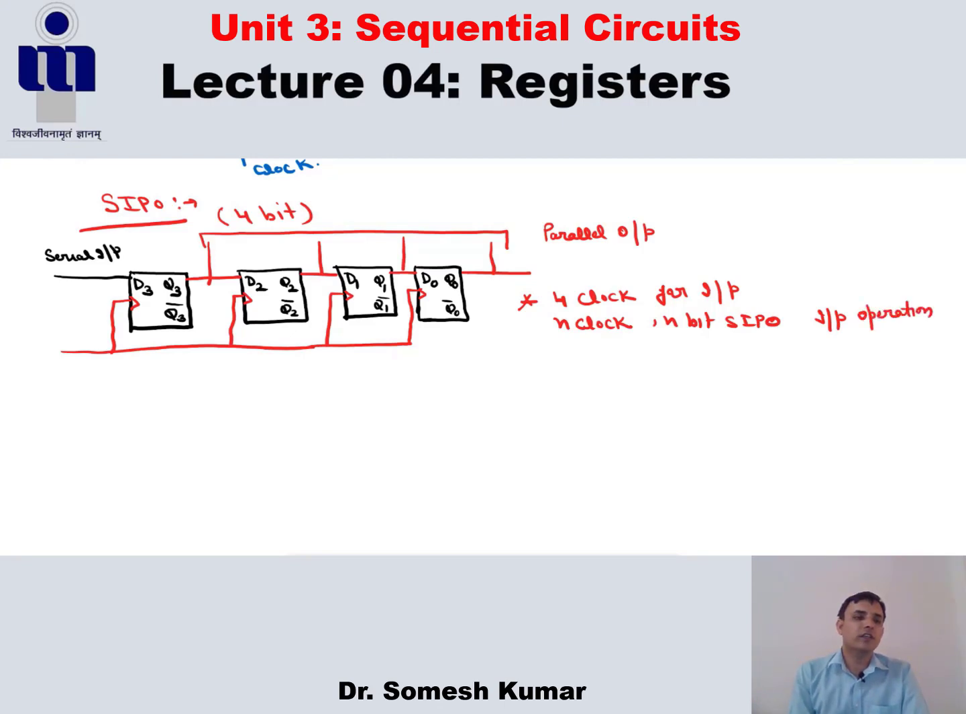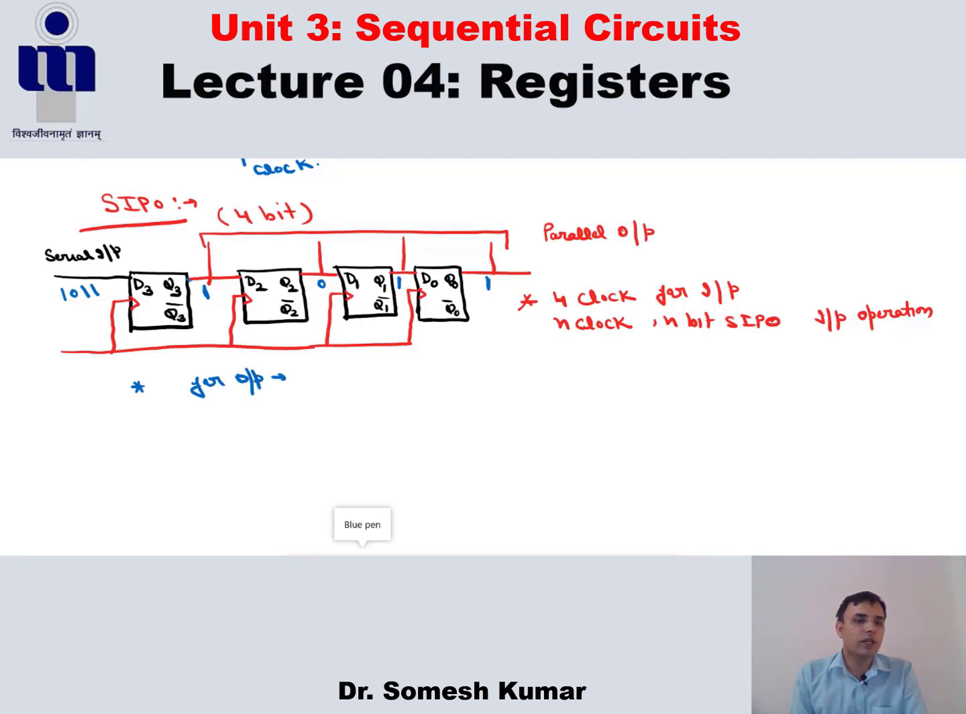Suppose our serial input data is 1011. After 4 clock cycles, what is Q3 here? It becomes 1011. So how many clock cycles are needed for the output operation here? Can you please tell me?